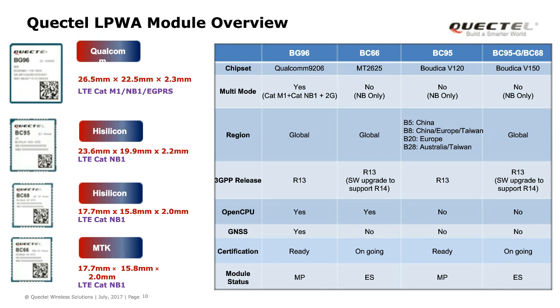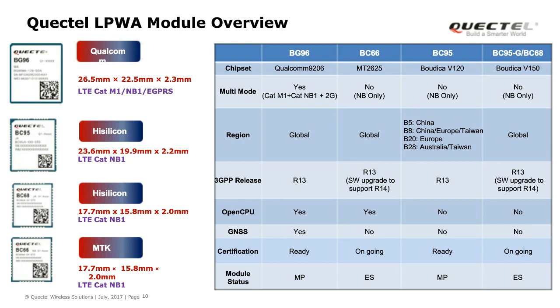And next is BC66, based on MediaTek chipset. So this module supports OpenCPU as well, and we can support release 14 by software upgrading. So to make it clear, I list a table on the right side. You can see what different modules support, and I hope it can help our customers, our developers, to select the most suitable modules.